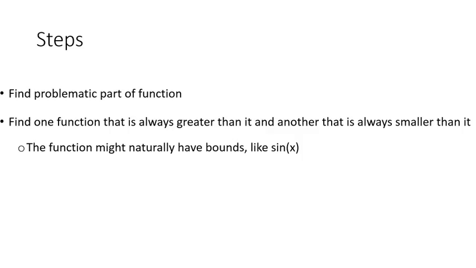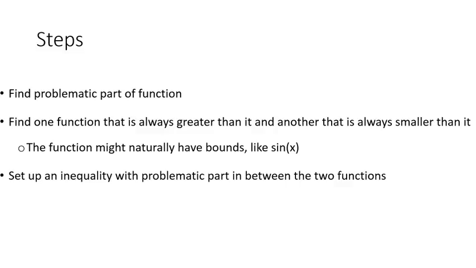So here are the steps. First, we find the problematic part of the function. In other words, what prevents us from just plugging in x equals a. Next, we pick our outside functions. One is going to be greater and one is going to be smaller than our problematic part. Sometimes the problematic part has bounds, and that can help us.